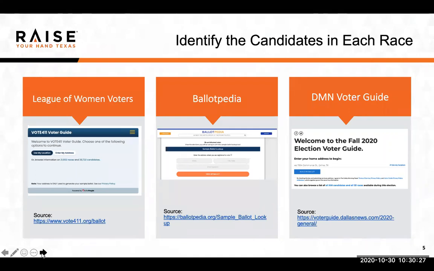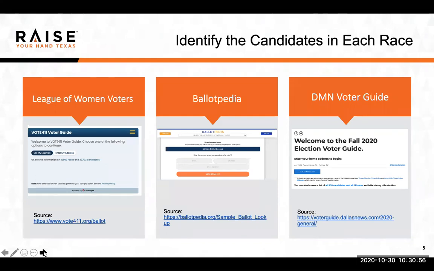The nice feature of each of these options, and I've given you the source where you can find each of these connections on the web, you will enter information about where you live, where you are registered, which is going to be your home address. And based upon that, the system will present to you all of the races that you will find on your ballot and all of the candidates who have filed for that office.